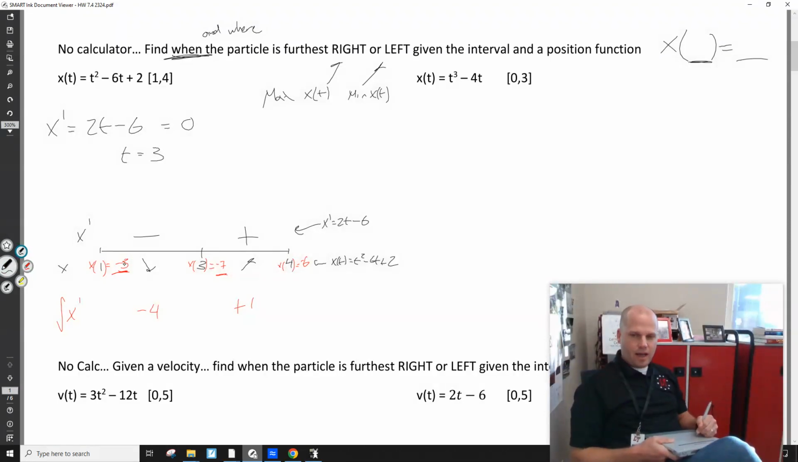I start at a position, decrease 4, increase 1. I start at my max position here. So I'm going to write max is x of 1 equals negative 3. Min is x of 3 equals negative 7.